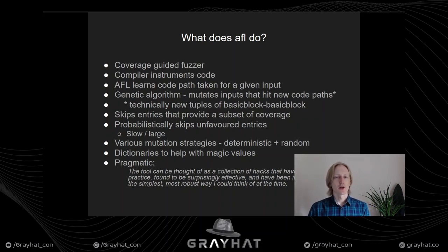It's going to skip entries that provide a subset of coverage. So if it runs a test case and sees this test case led the program to do nothing new compared to previously, it hit the same set of basic blocks in the same order that some other test case did, then it's going to deprioritize that test case and probably not run it again in favor of more interesting ones. It also prioritizes speed.